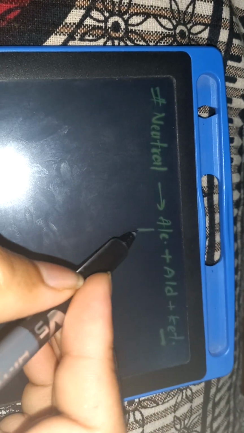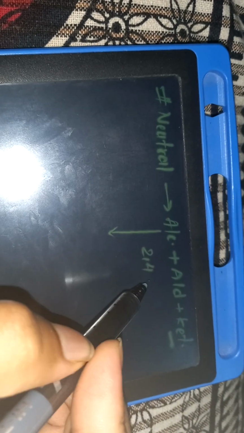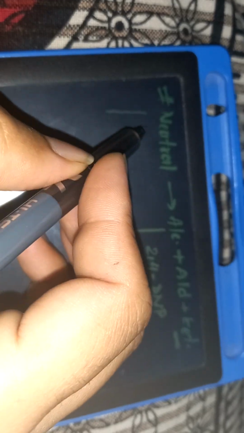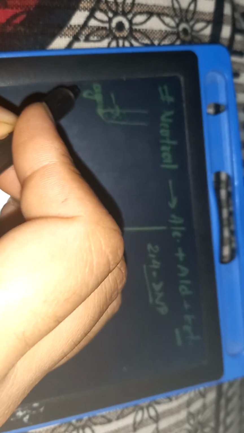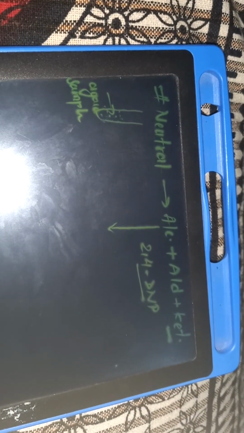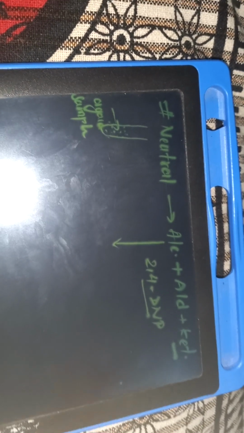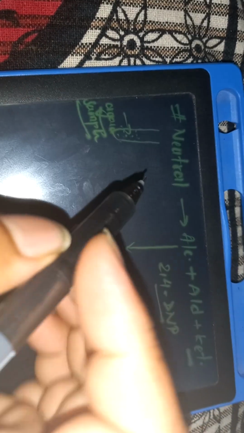For the preliminary test, you will first add 2,4-DNP to this organic compound. I think I told inorganic in the last reaction, sorry about that. This is an organic sample. Because I was teaching detection for inorganic as well, I think I mismatched. Let's see, the organic sample you have given.